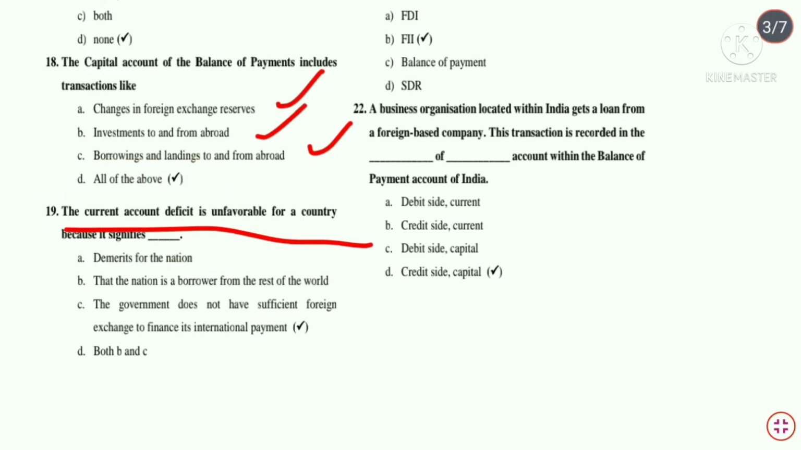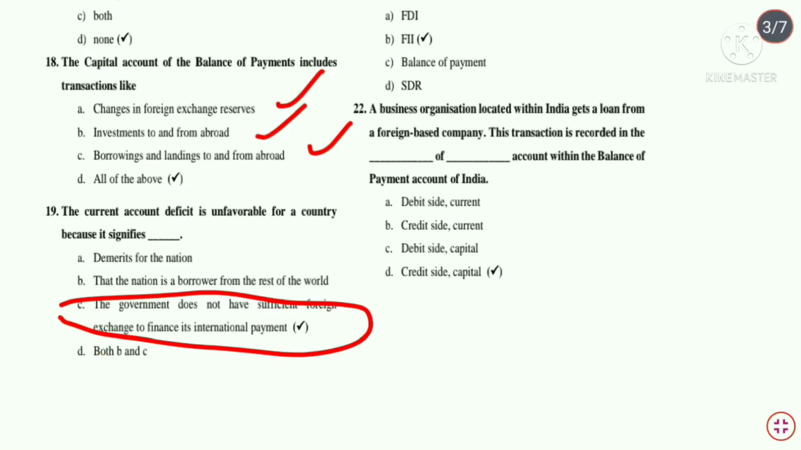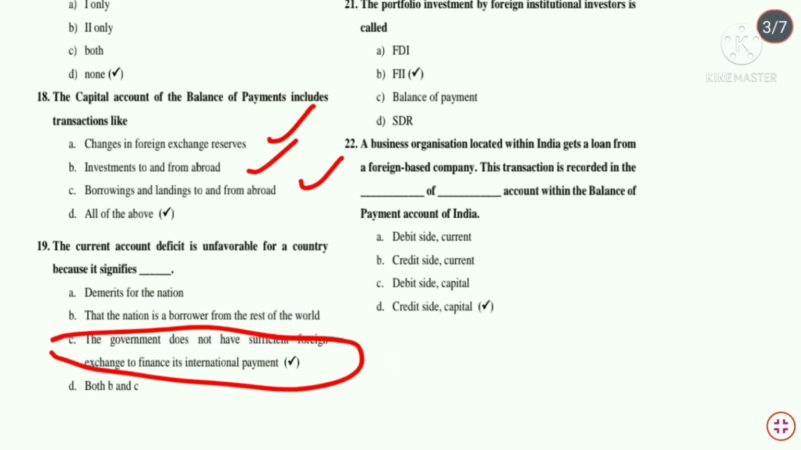Next question, the current account deficit is unfavorable for a country because it signifies. हम जानते हैं कि जब हमारे करंट अकाउंट में डेफिसिट होता है दैट मीन्स कि हमने एक्सपोर्ट कम किया है as compared to the imports. दैट मीन्स हमारी इकोनॉमी में आउटफ्लो ऑफ फॉरेन एक्सचेंज ज़्यादा हुआ है as compared to the inflow of foreign exchange. So that simply means option C, the government does not have sufficient foreign exchange to finance its international payments.